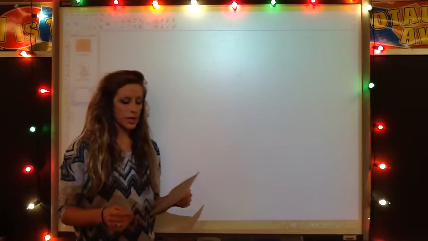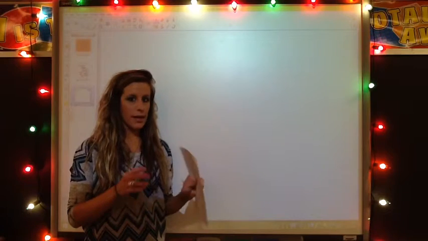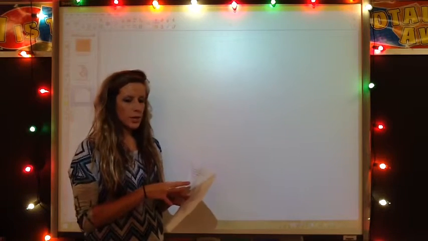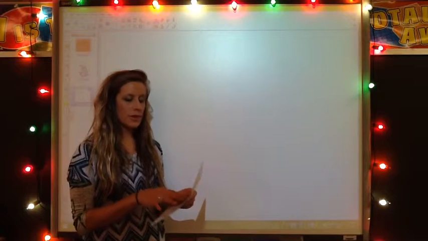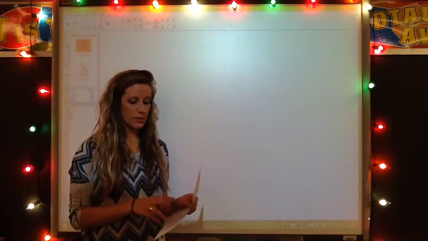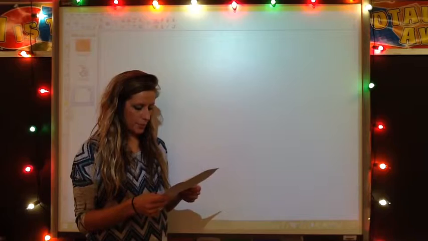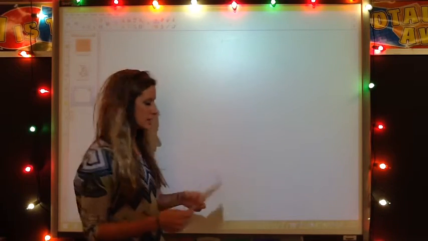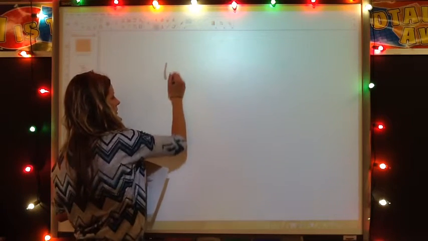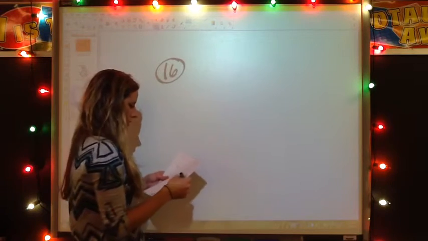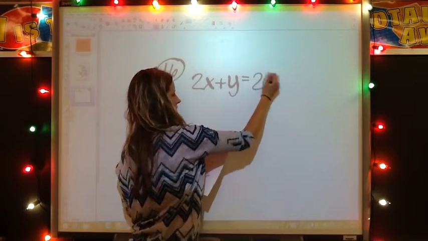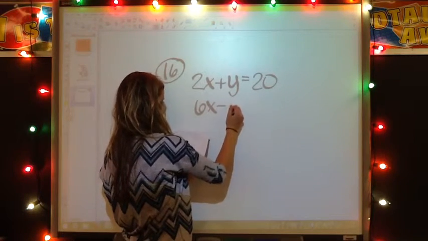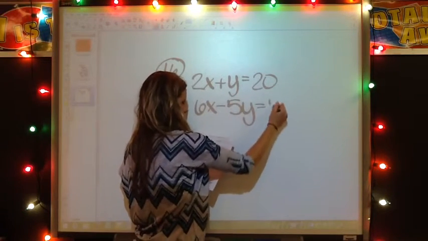Okay, the other problem we're going to do is one from the back. So you have kind of an easier one where the first step's already done, and then on the back you have to do the first step yourself. You have to solve for x or y. So we'll do one of those. Let's do number 16. 16 says 2x plus y equals 20, and 6x minus 5y equals 12.